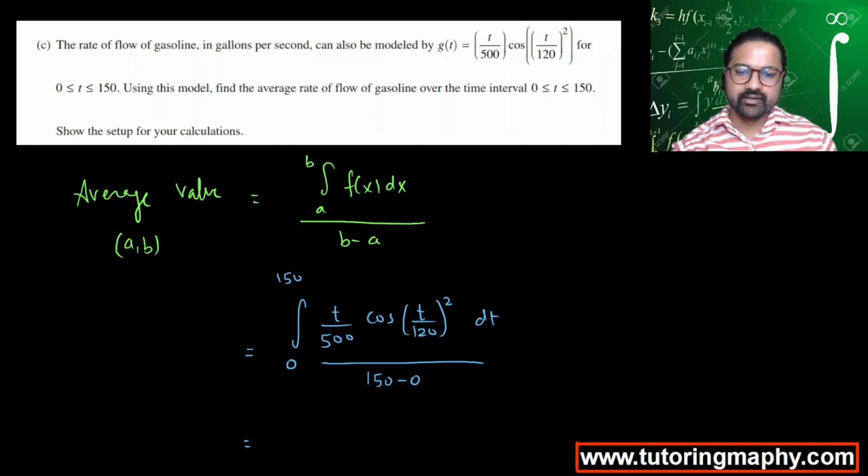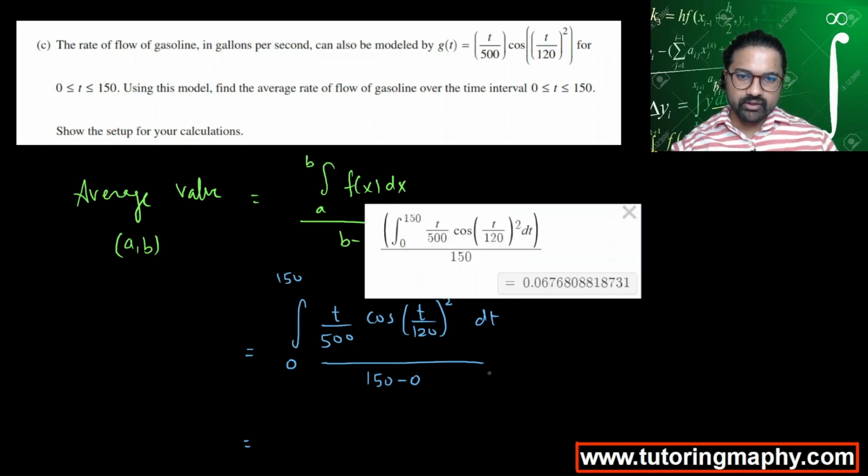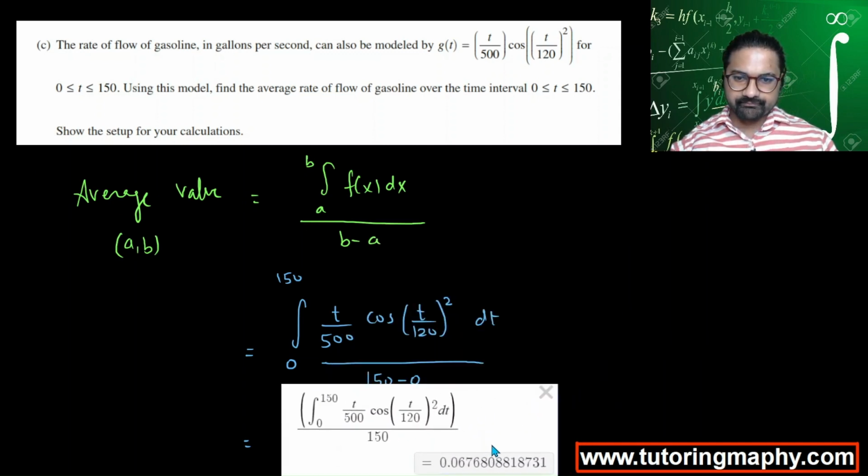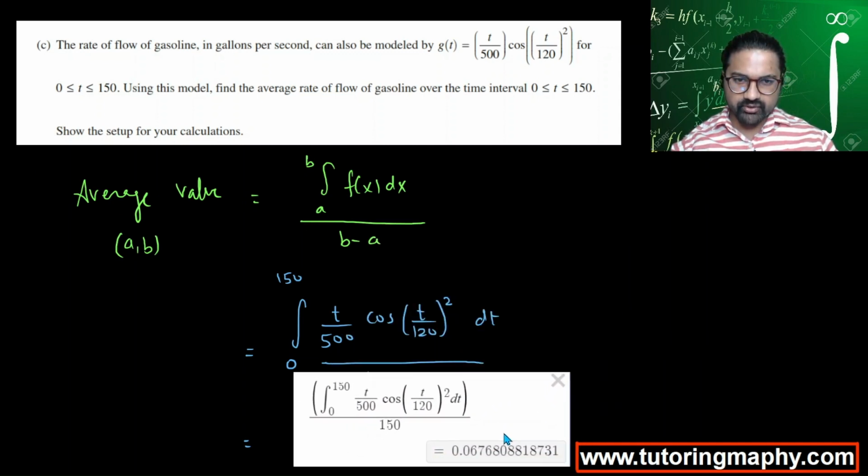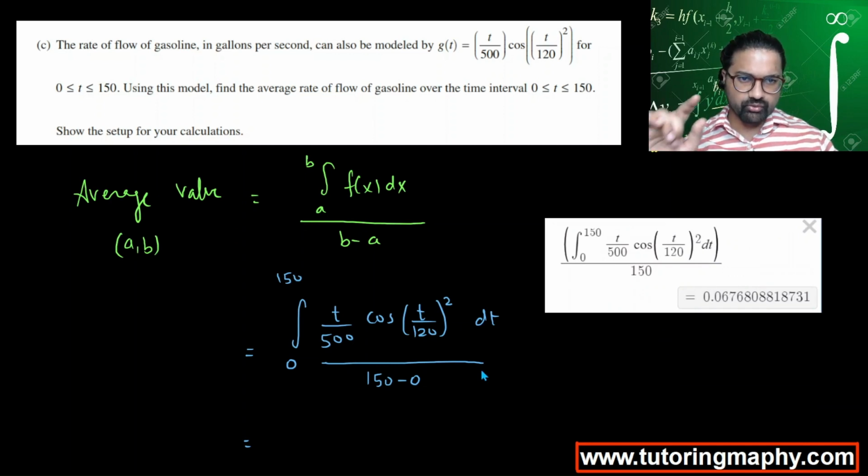So I think I found the answer. Let me just pull this up. Okay, this is what I'm getting. I just want to make sure that I've not messed up anywhere. The integral from 0 to 150 of t over 500 cos of (t over 120) whole squared dt, divided by 150. So I think everything is in place. I'm getting 0.0677, up to 4 decimal places.